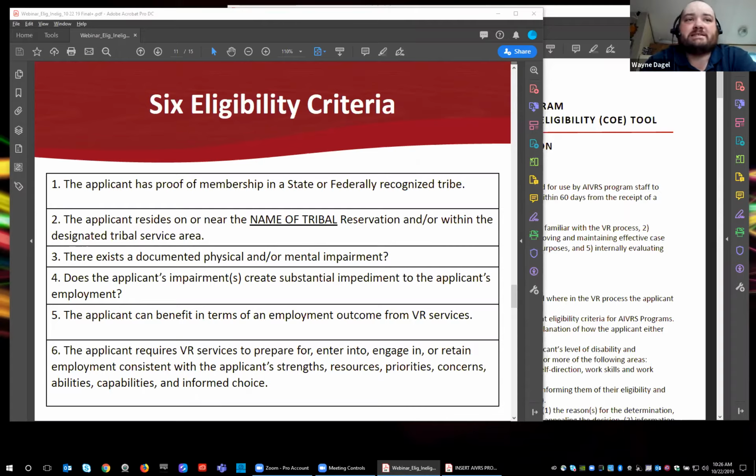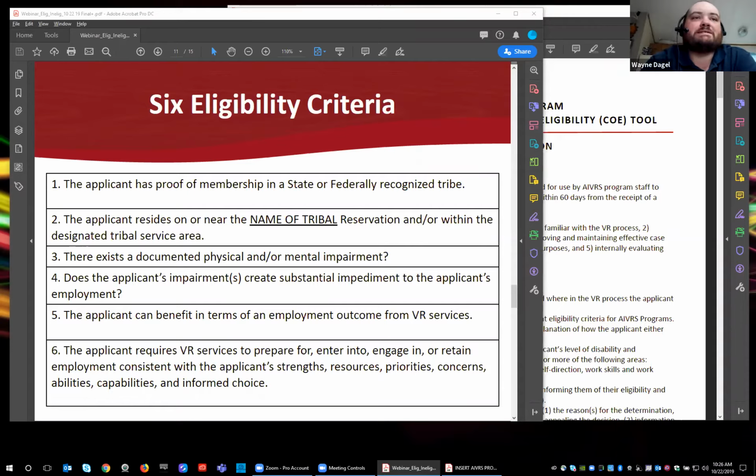There has to exist a documented physical and or mental impairment. And that's any disability under the sun. It's not just physical, it's not just mental health or cognitive or, I just lost the word I was thinking of. Hearing loss, sensory, that type of thing. It's everything under the sun.